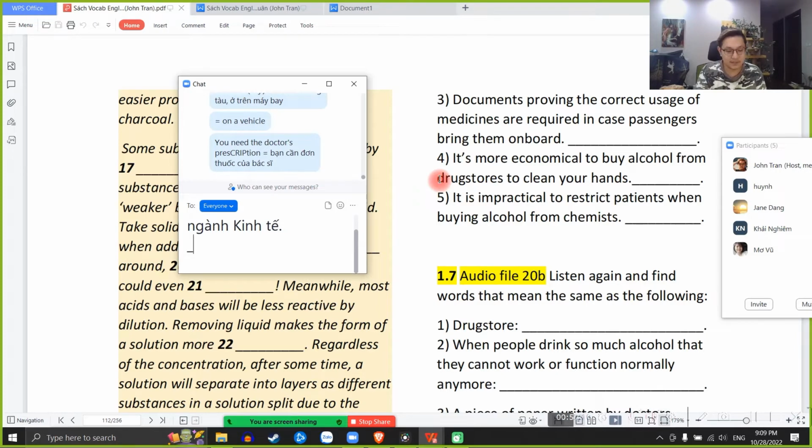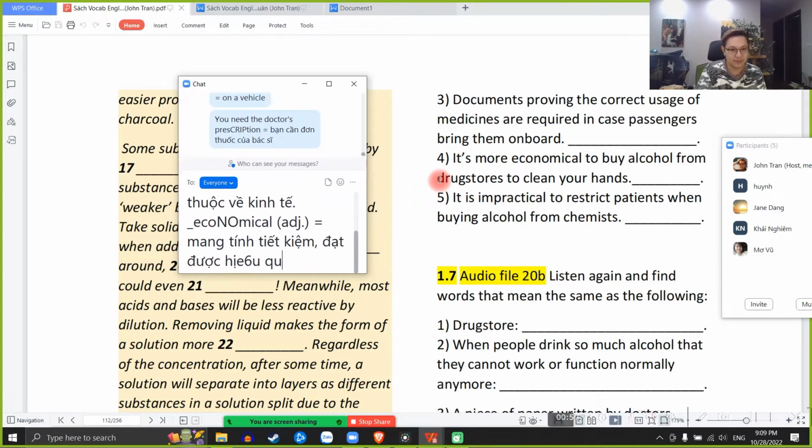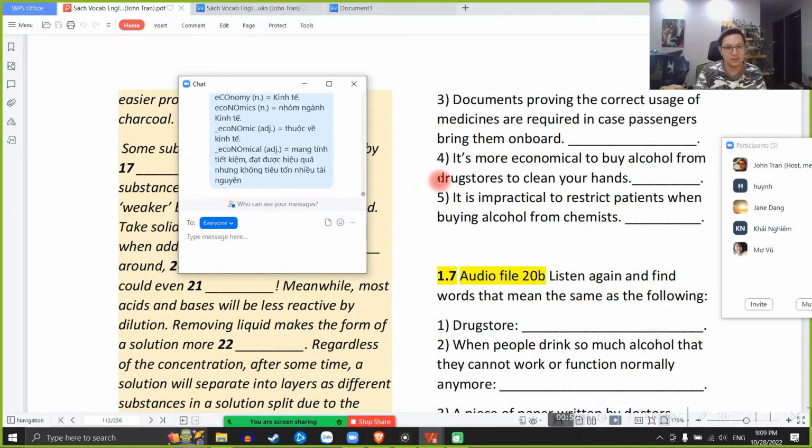But there are two adjectives that sound very similar. Economic. Thuộc về kinh tế. Another one. Economical. Mang tính tiết kiệm. Đạt được hiệu quả. Nhưng không tiêu tốn nhiều tài nguyên. So economical means like you can achieve something you want without wasting too much resources. That's economical. Mang tính kinh tế, tức là nó tiết kiệm.